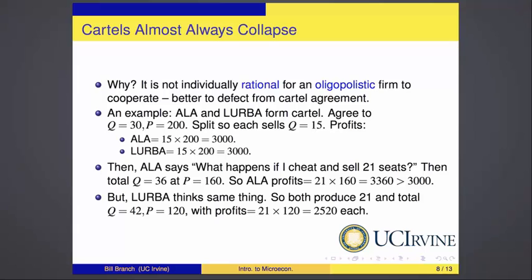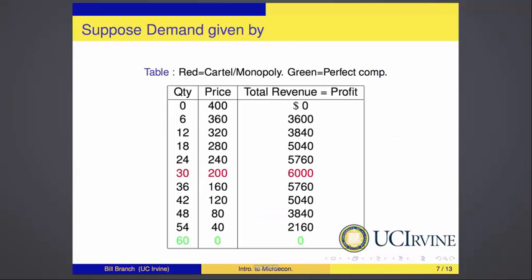The problem becomes, well, not only is it the ALA executive who went back to the offices, sat back and went through this thought experiment, the executive of LURBA did the same thing. And so the executive of LURBA also recognized that they could produce 21 and earn these higher profits. And so they're going to cheat on the agreement also. And so then they both flood the market. And so they're both producing 6 more than they agreed. So in total, they produced 12 more. So the market quantity becomes 42 seats. From the demand curve, 42 seats goes for a price of $120.